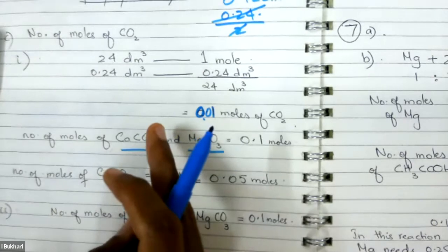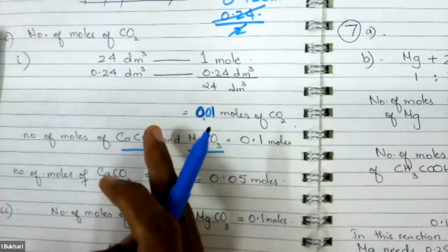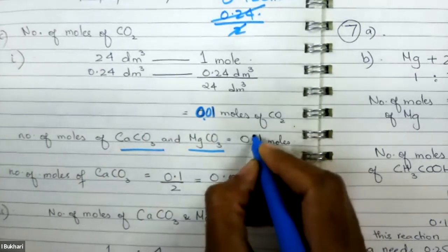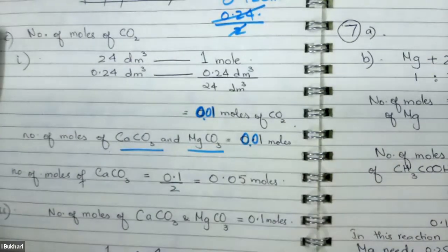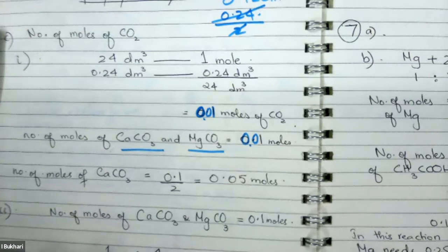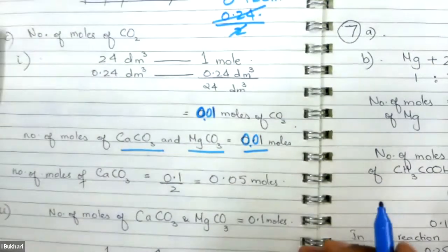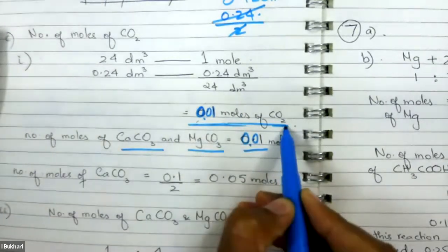Now, can you see, according to the equation, the ratio is 1:1. So this will also be... Are they asking combined, or the number of moles? Combined. Okay, if combined, then it has to be 0.01, because this is the combined total of both the reactions.